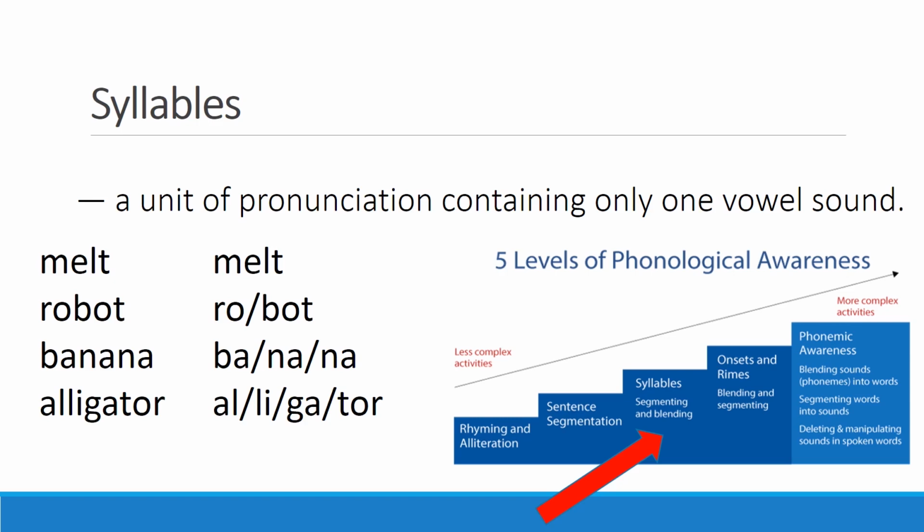One way to help students understand syllables is by having them hold the palm of their hand just under their chin. Have students count the number of times their chin hits their hands as they say a word. Try it with the words on the screen. Melt, robot, banana, alligator.